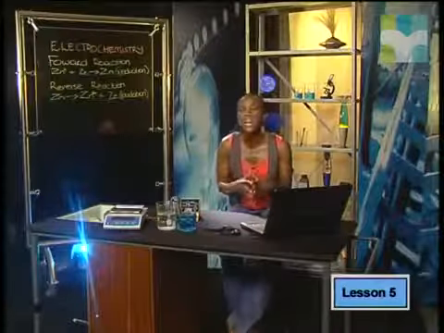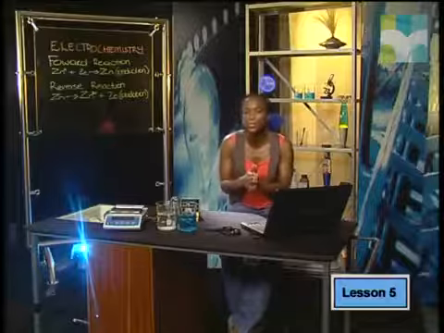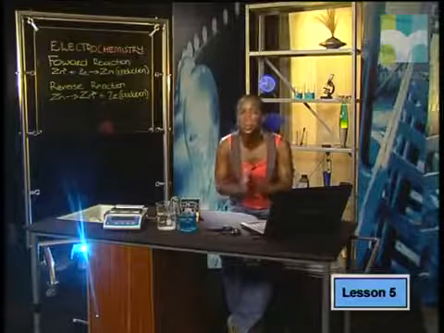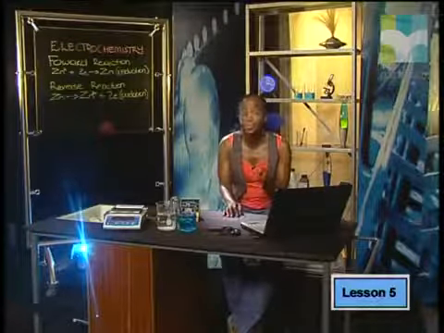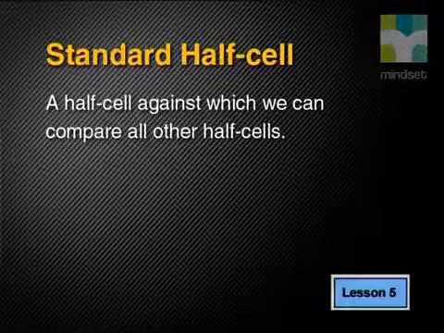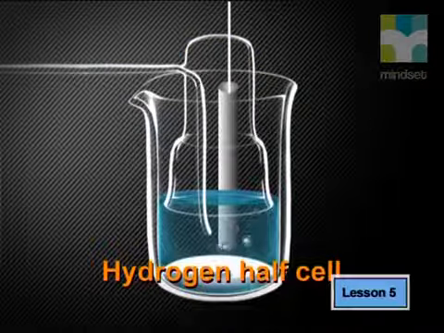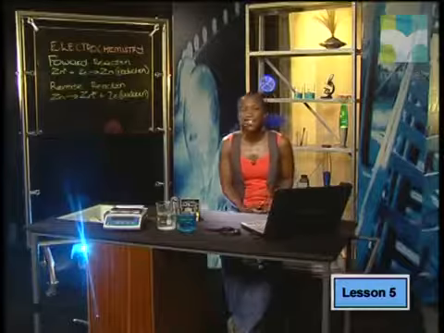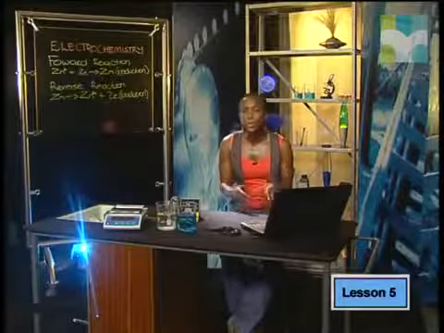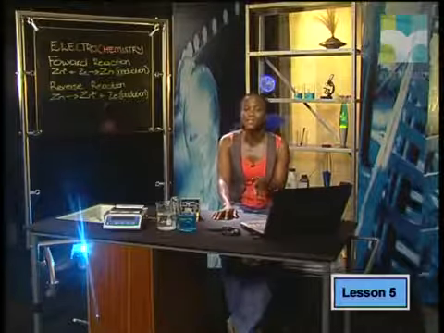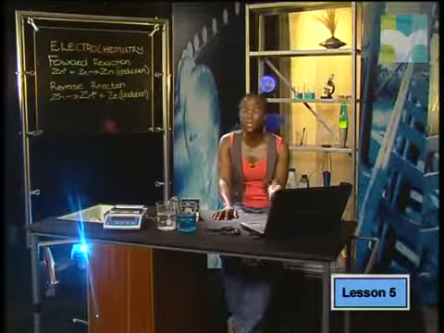If we want to arrange half cells according to those with electrodes that are the strongest reducing agents to those with electrodes that are the weakest reducing agents, we need 2 things. Firstly, we need a half cell against which we can compare all other half cells. We call this the standard half cell. And the hydrogen half cell has been chosen as the standard half cell. Secondly, we need a set of conditions that will make the comparison between the different half cells and the standard hydrogen half cell fair. These conditions are called standard conditions.